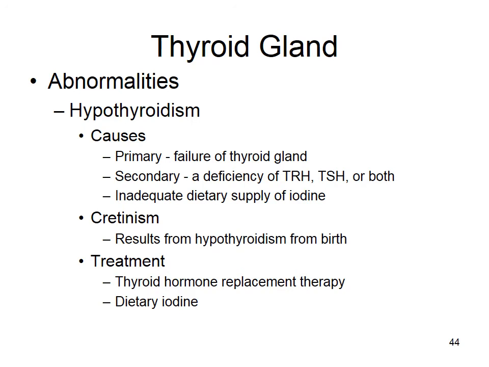Or you can have an inadequate dietary supply of iodine. Thyroid hormone is the only molecule in the human body that needs iodine. Are you saying that hypothyroidism is an underproduction of calcitonin and thyroid hormone? No, it's just an underproduction of thyroid hormone. It has nothing to do with calcitonin. So if you're hypothyroid, you don't produce enough thyroid hormone. Good question.